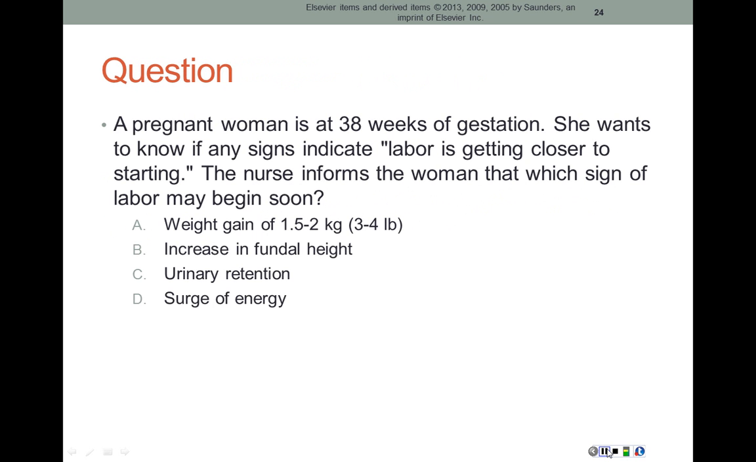Okay, so a question. A pregnant woman is 38 weeks gestation. She wants to know if any signs indicate labor is getting closer to starting. The nurse informs the woman that which sign of labor may begin soon: a weight gain of 1.5 to 2 kilograms, an increase in fundal height, urinary retention, or surge of energy. And the correct answer is the surge of energy, that nesting syndrome.